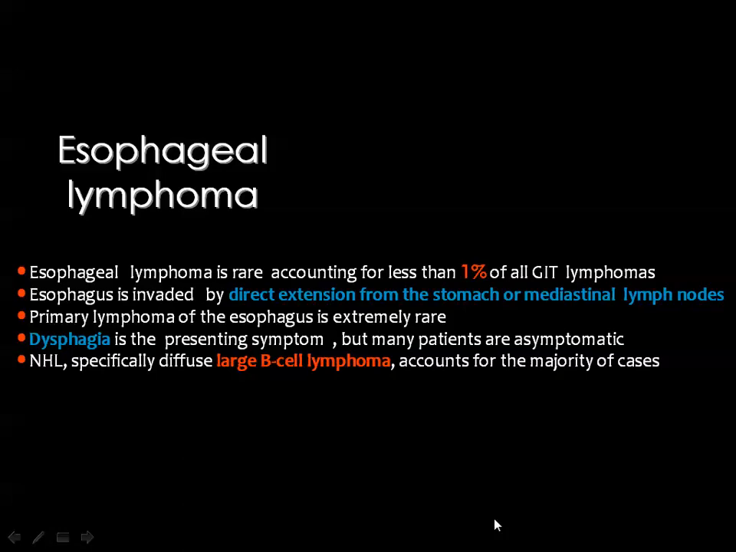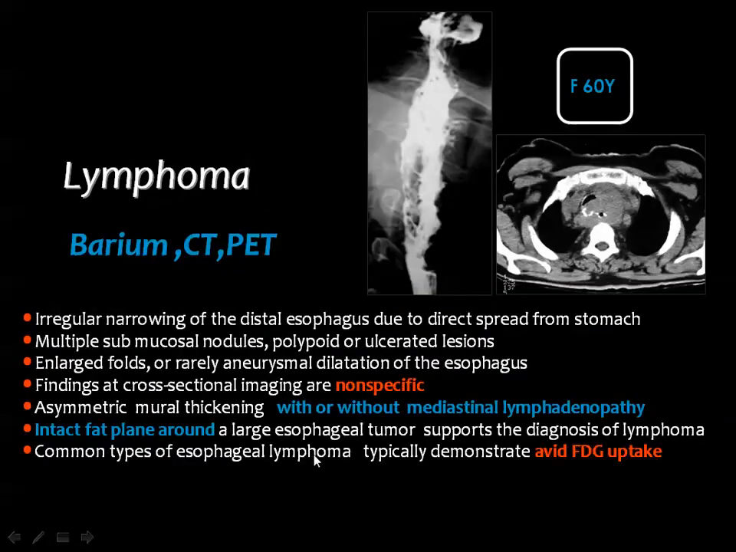And esophageal lymphoma is considered rare, and as it represents about 1% or less than 1% of all GIT lymphomas. And this may occur primarily in the esophagus or may result by direct extension from the stomach or from affected mediastinal lymph nodes by lymphoma. The clinical presentation is mainly by dysphagia, and the most common type of esophageal lymphoma is the large B-cell lymphoma.